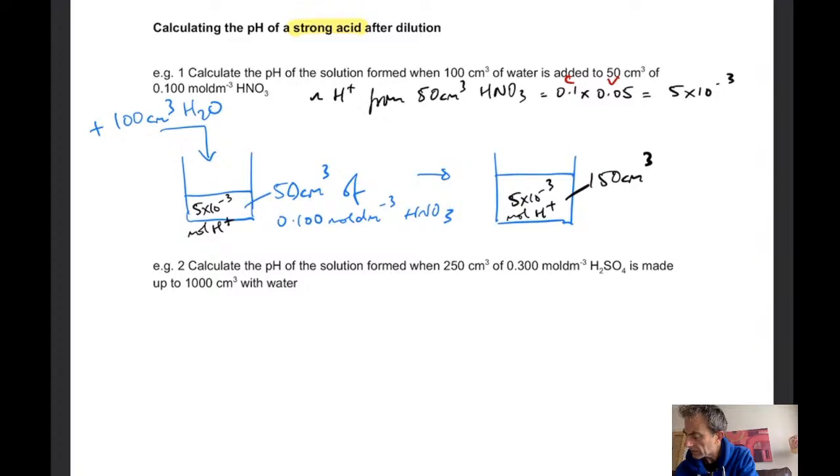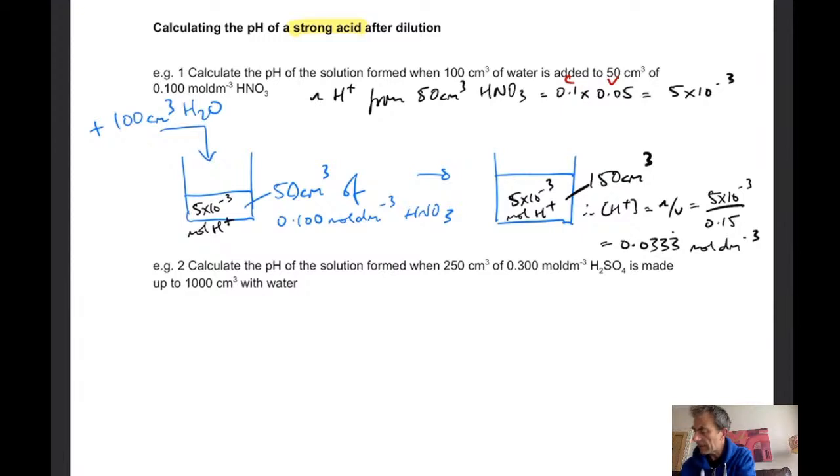The H plus concentration: concentration is moles divided by volume, so n over V, so that's 5 times 10 to the minus 3 divided by 0.15, and that comes out at 0.03 recurring, so 0.0333 moles per decimeter cubed. So the pH is the minus log of that.